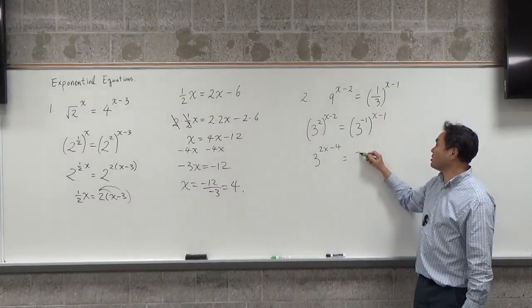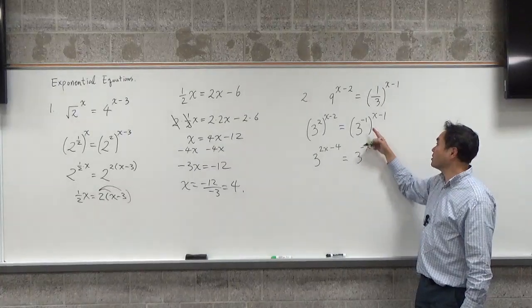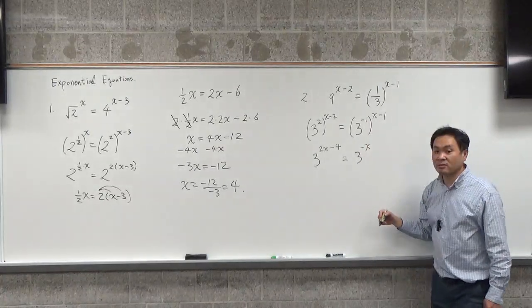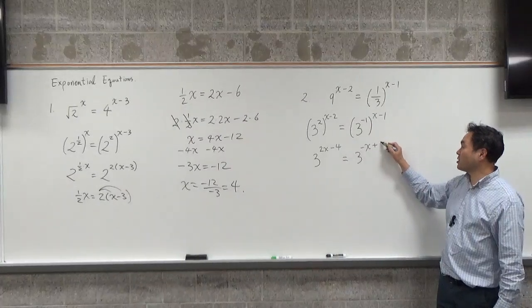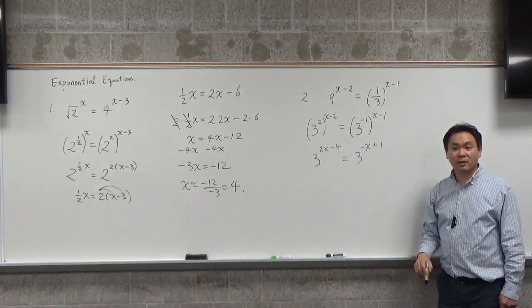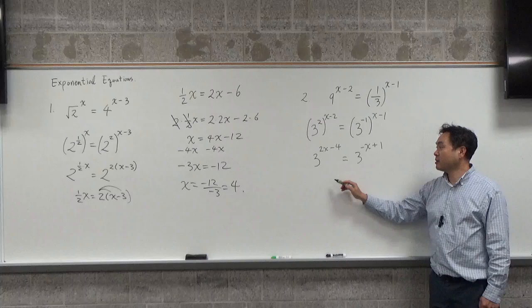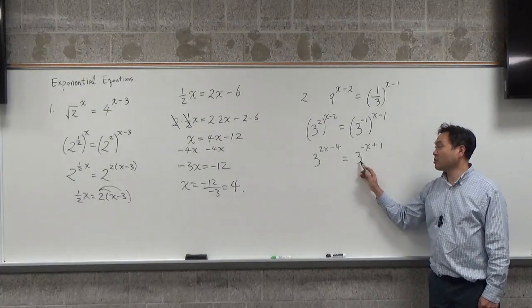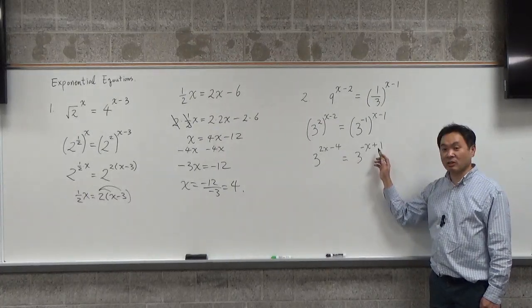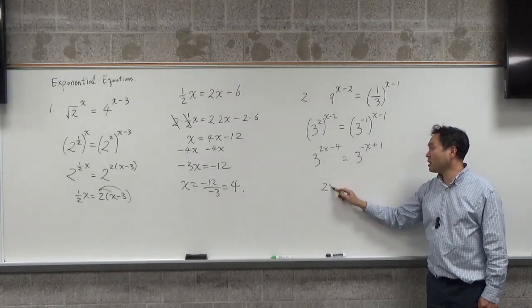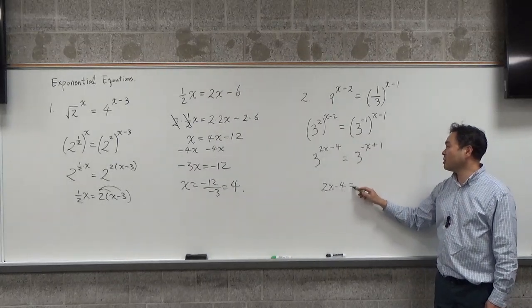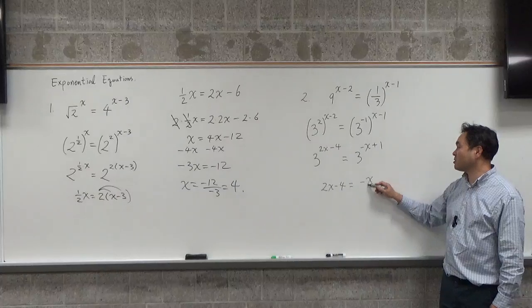Negative 1 times x is negative x. Negative 1 times negative 1 is positive 1. Okay? Now what do you say? 3 and 3 are the same, therefore exponents must equal each other. So 2x minus 4 should match with negative x plus 1.